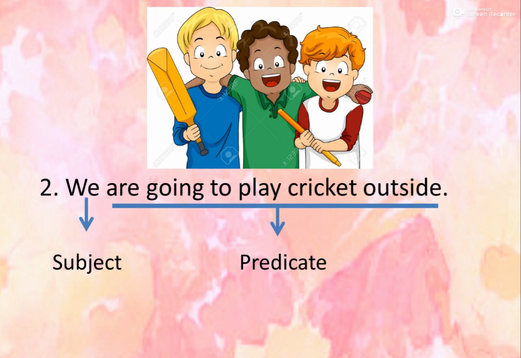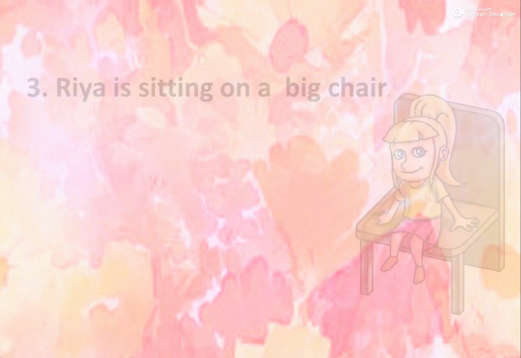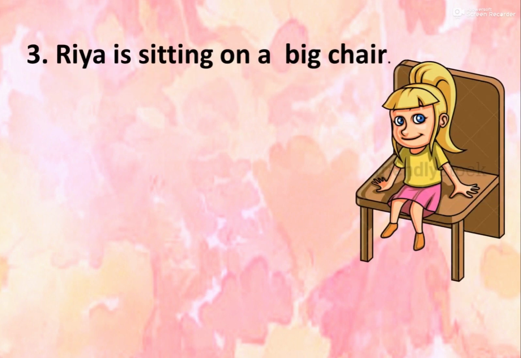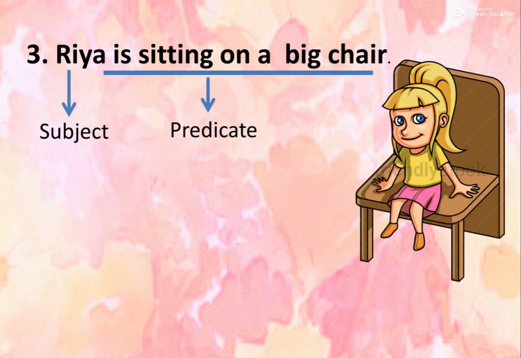Now let's see one more example. "Ria is sitting on a big chair." Who is sitting on a big chair? Yes, very good. Ria. Can you see her? This is Ria. She's sitting on such a big chair. So, Ria is the subject, while "is sitting on a big chair" is the predicate. Children, you need to keep a few things in mind while understanding subject and predicate. So let's take a look at these few points.